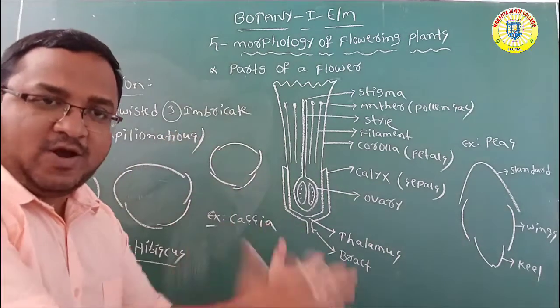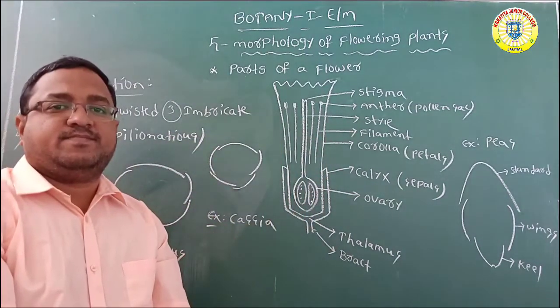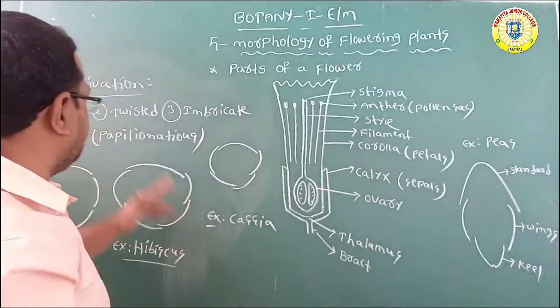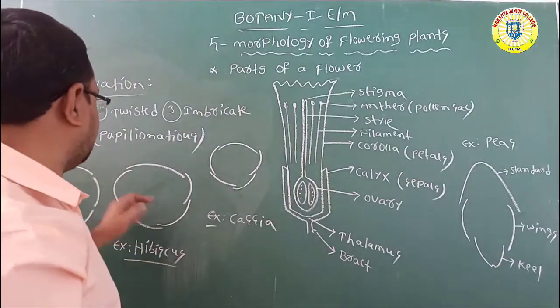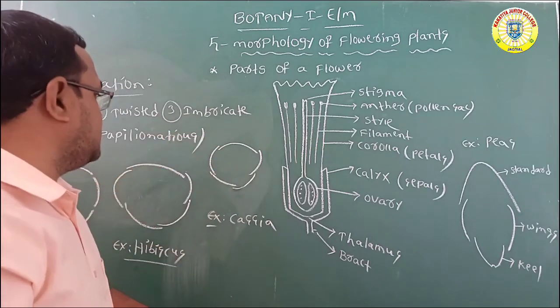So one petal or sepal overlaps the next one. This type of aestivation is called twisted aestivation. Best example: hibiscus. Third one: imbricate.